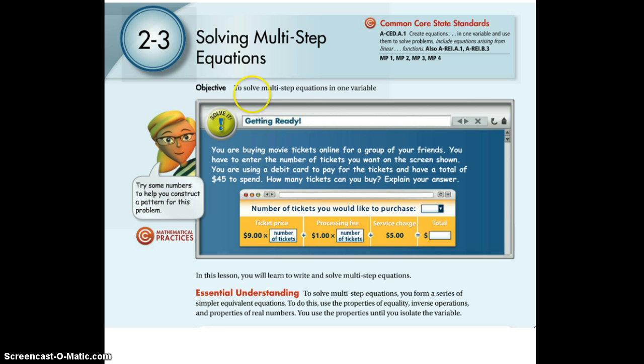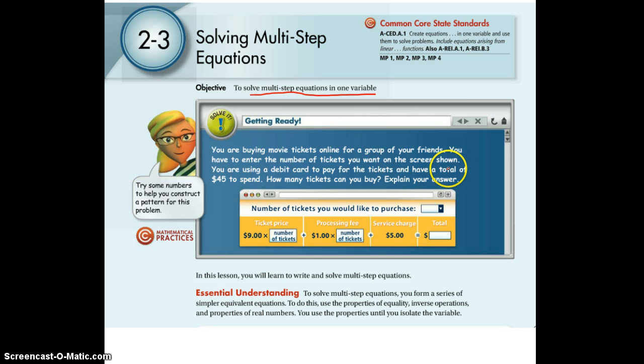So the objective of this section, we're going to focus on solving multi-step equations in one variable. So we're only going to have the one variable still. We're not introducing a second variable yet. So take a look at this introductory problem here. You're buying movie tickets online for a group of your friends. You have to enter the number of tickets you want on the screen shown. You are using a debit card to pay for the tickets, and you have a total of $45 to spend.